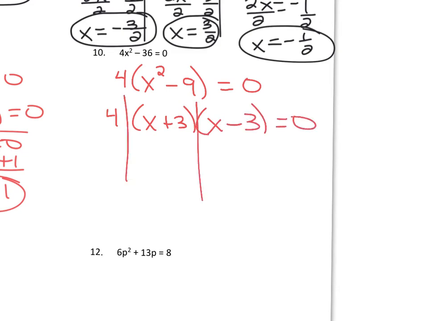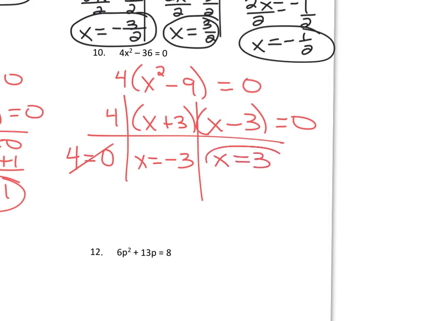And then if you set each factor equal to 0, the first one we write 4 equals 0, which doesn't make sense. 4 doesn't equal 0, so we cross that off. I'm going to start skipping this time. When we see x plus 3, we can write x equals negative 3. And if you see x minus 3, we're going to write x equals positive 3. Okay, so we wound up with these two answers.